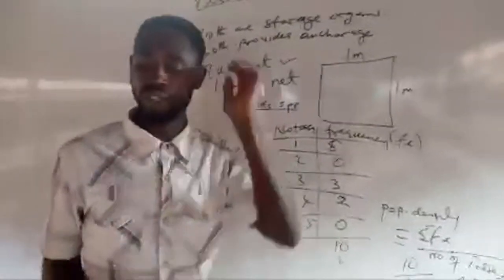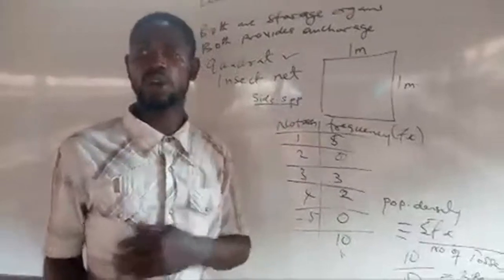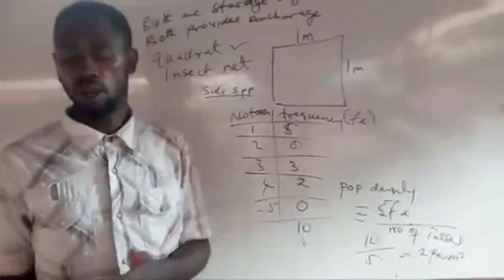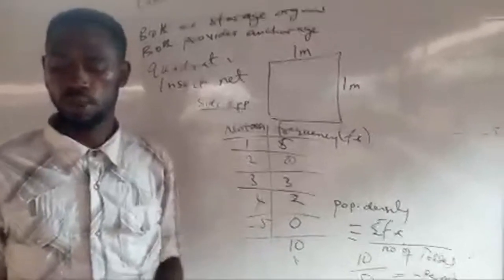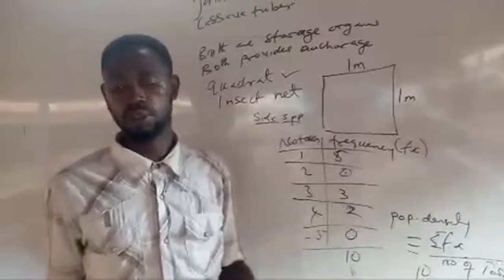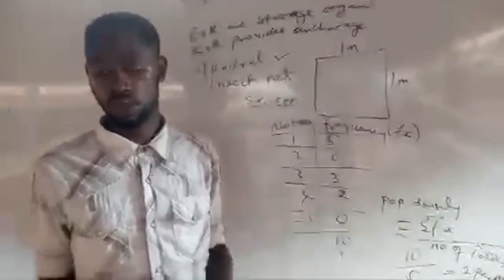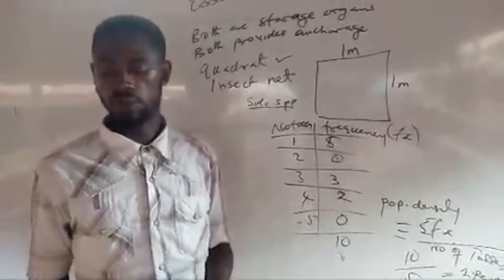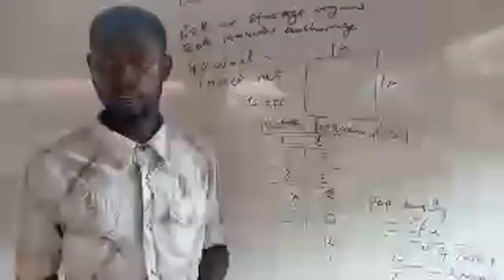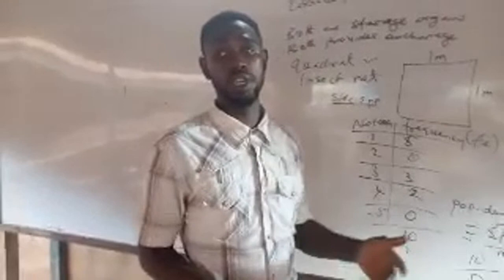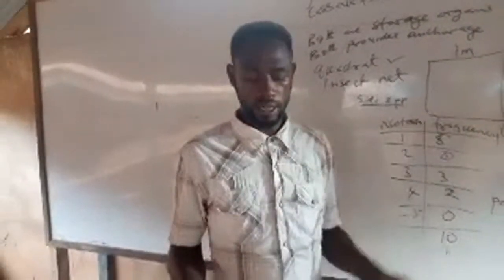Then we have the rain gauge. The rain gauge is one of the instruments used to measure some ecological factors. After each rain, you can measure rain per week, per month, per year, that's annually, depending on.